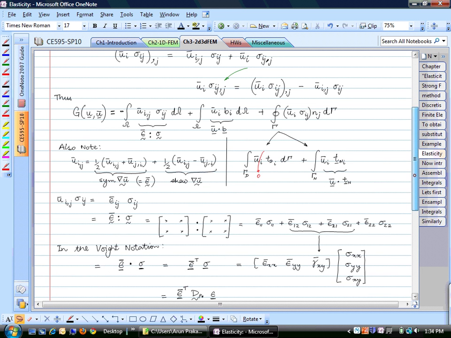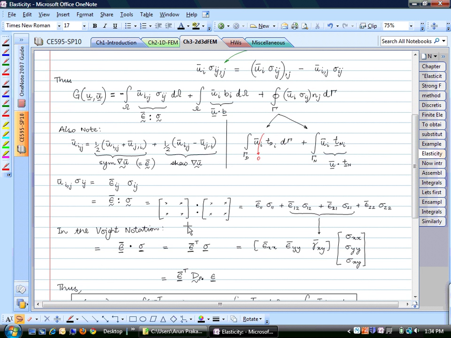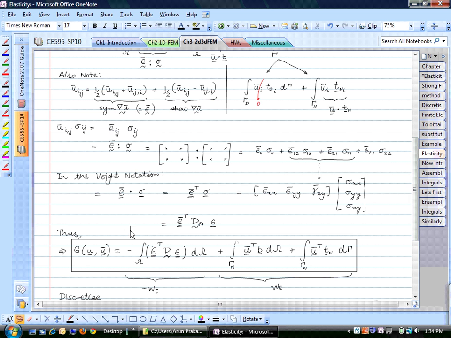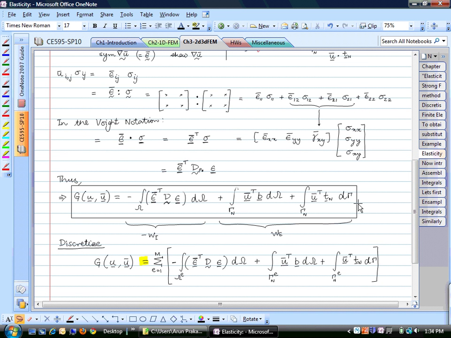And we also introduced the Voigt notation into the weak form. When we use the Voigt notation, we can express our weak form in terms of strain and stress. Instead of tensors, we are going to use vectors. The only difference was that in the strain vector, we will use the engineering definition of the shear strains. So finally, we have this weak form, and we said that this weak form needs to be evaluated.